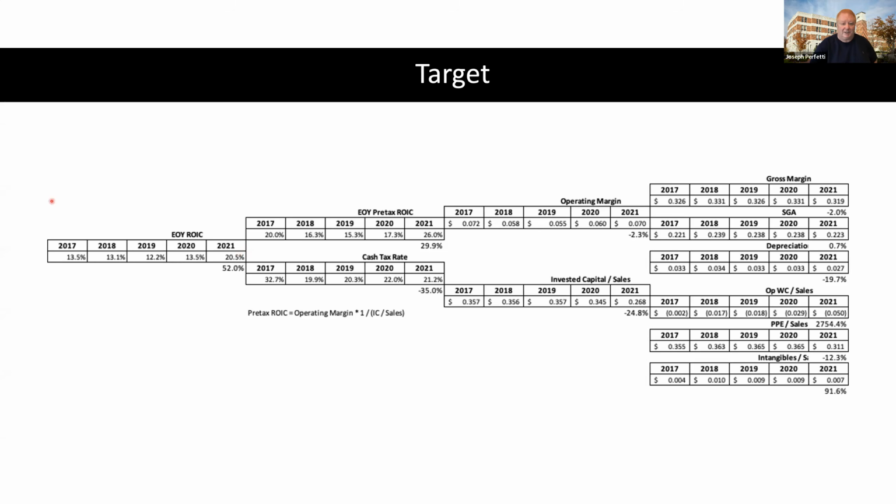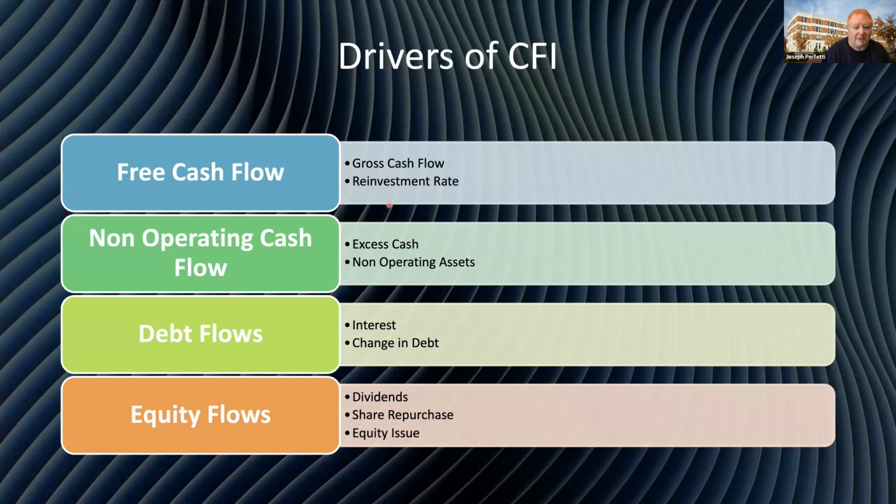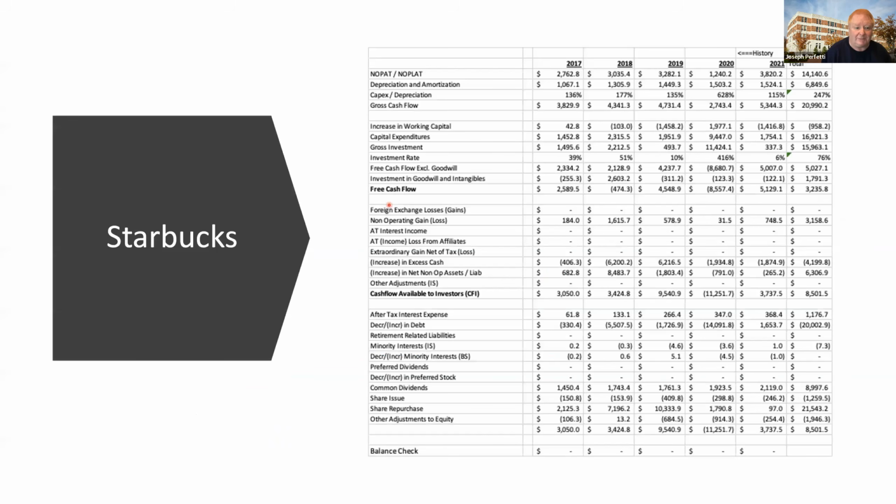Well, if no questions about the Target ROIC tree, let's talk about the other statement, which is the CFI. As I mentioned in the introductions today, we're going to cover all 4 sections of the converted CFI when we explain it. So let's start out with the Starbucks CFI.